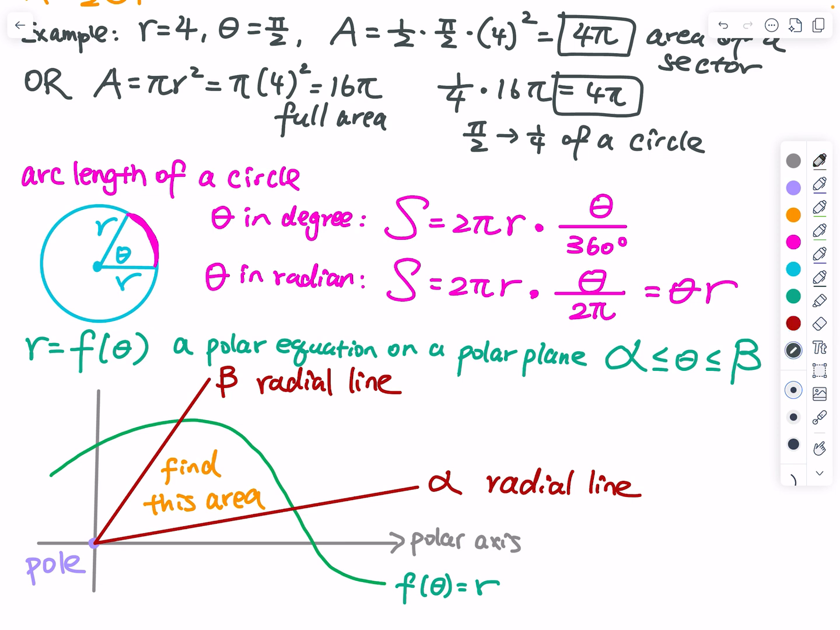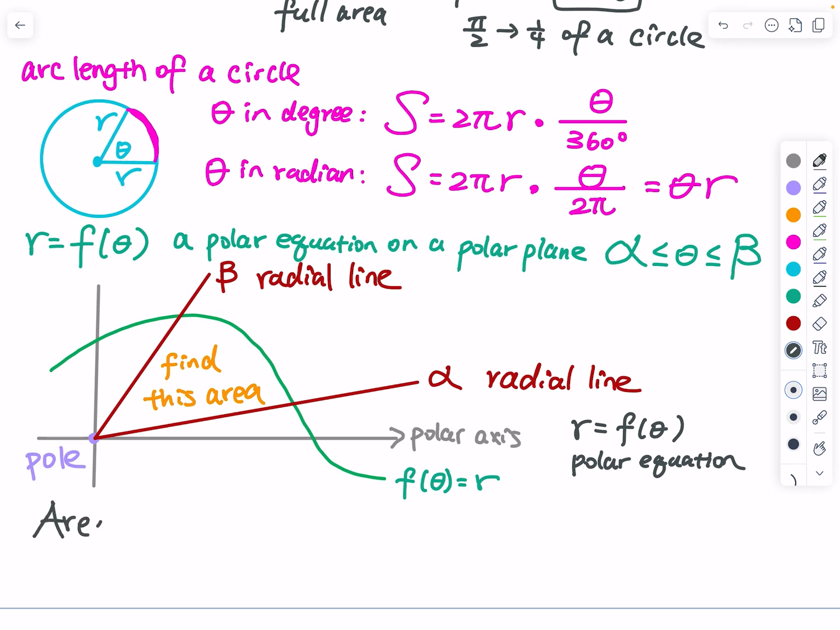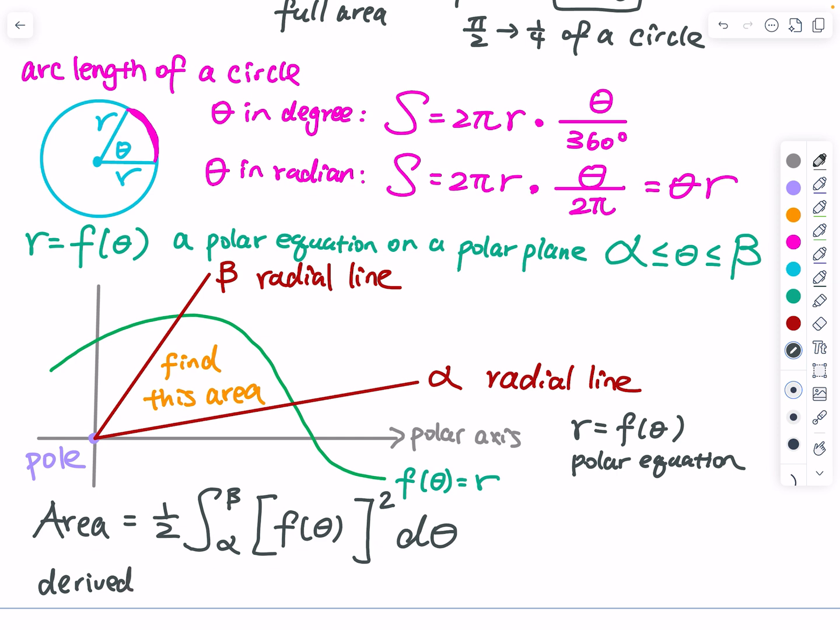How do we find the area? Okay, here is how. Let me just give you that. So we have r equals f of theta. We call this a polar equation. Okay, no question with that. And what is the area? The area equals what? You have 1/2 times the integral from alpha to beta. Alpha to beta means from a to b. And then you square the function, d theta. You square the function. And this is derived from the area of a sector.